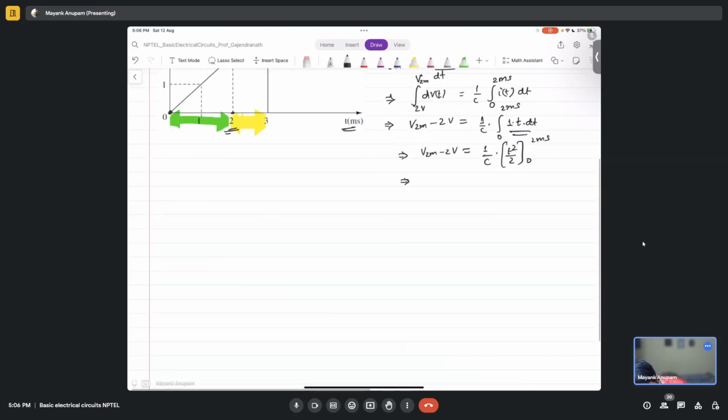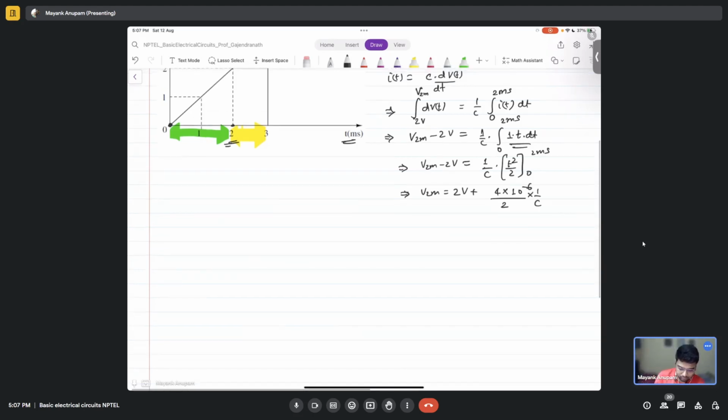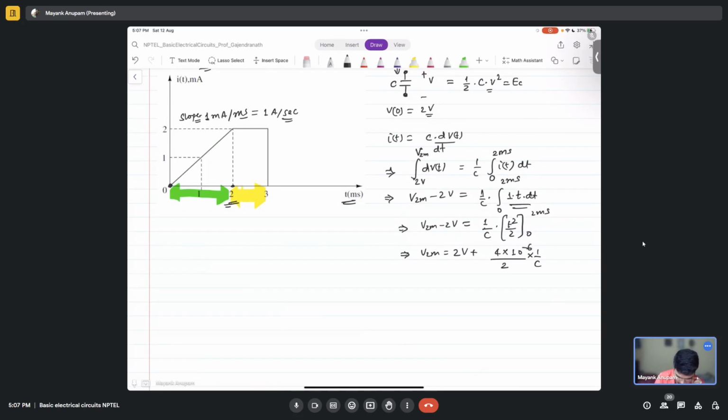So what will it be? V2 milli will be how much? 2 volts plus 4 milliseconds square. Let's convert this into seconds only: 4 into 10 to the power minus 6 divided by 2. Is this fine?